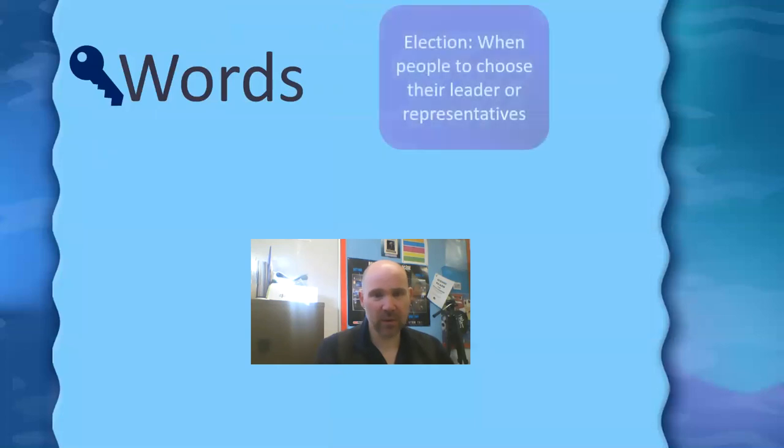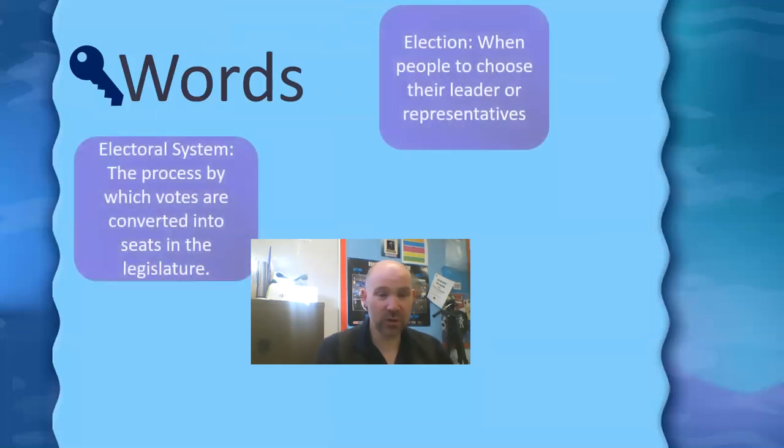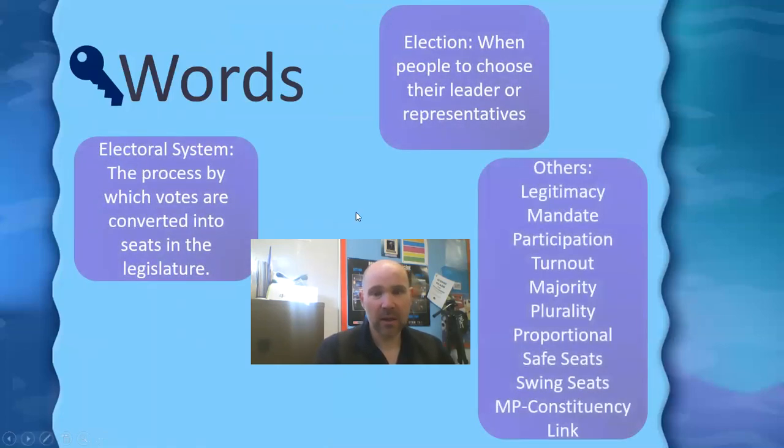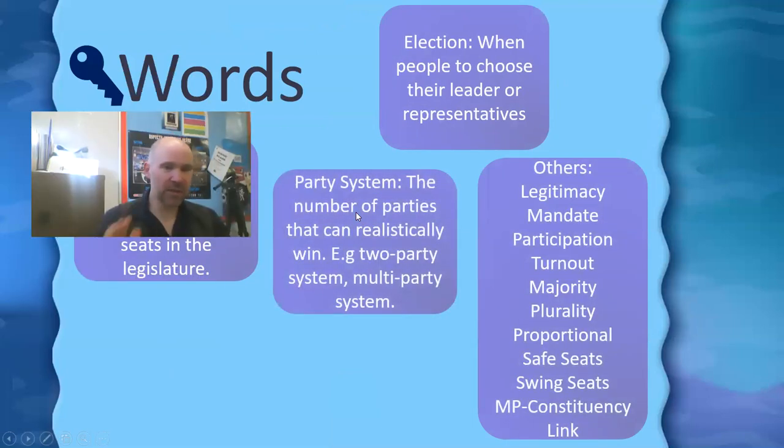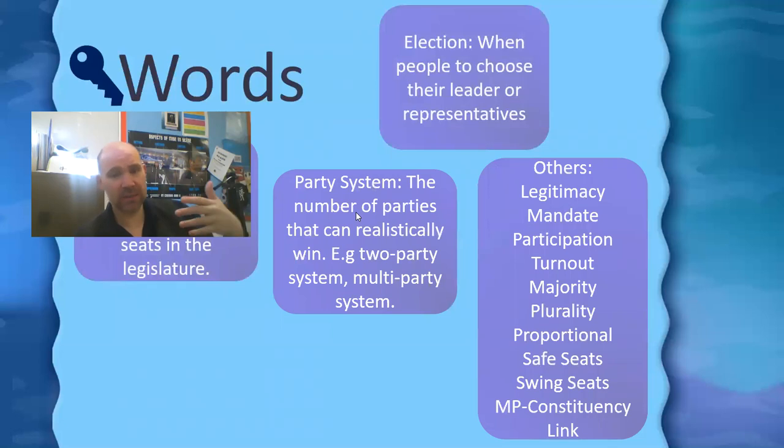So let's go back to our keywords. We should now know what an election is. We should know what our electoral system is. Our next word has come up in the wrong order, which is party system. Now, this is normally a 3-word phrase rather than a 2-word phrase. Let's look at the definition. The party system is the number of parties that can realistically win and form a government. So you normally put a number before the words party system. So 1-party system, 2-party system, multi-party system, 3-party system, whatever.